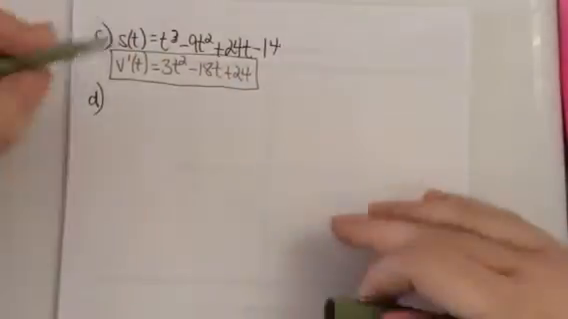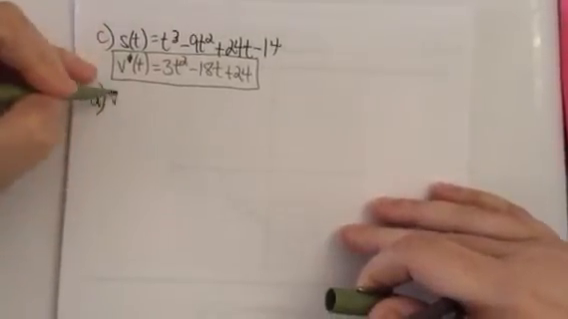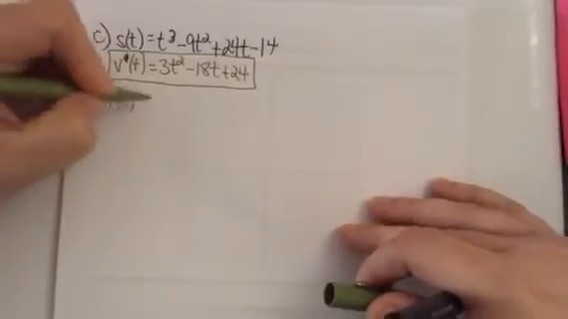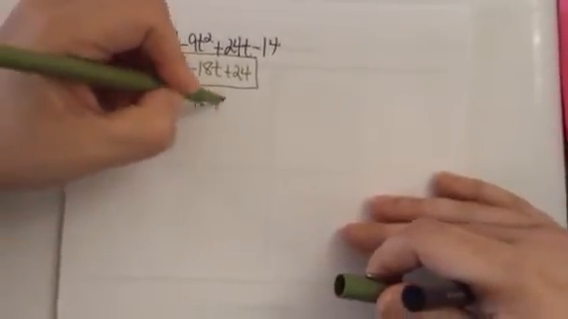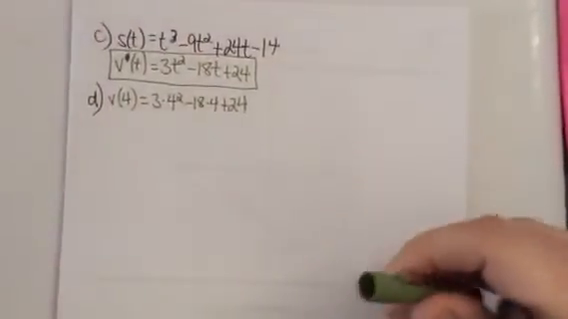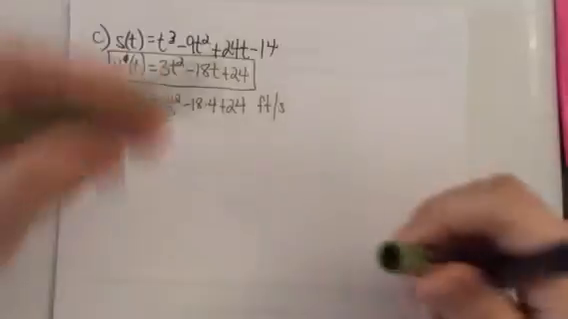So instantaneous velocity just says plug that 4 into the velocity equation. Okay, that's not supposed to be a v prime from before. Sorry. V of 4 is this. And again, plug that into your calculator. Velocity is a rate, feet per second, based on the units in this problem.